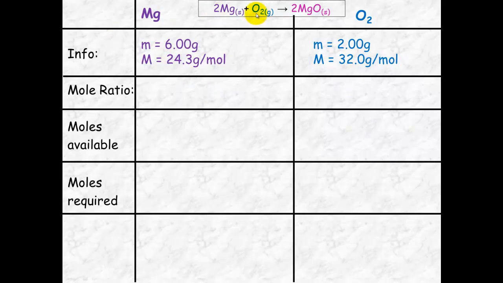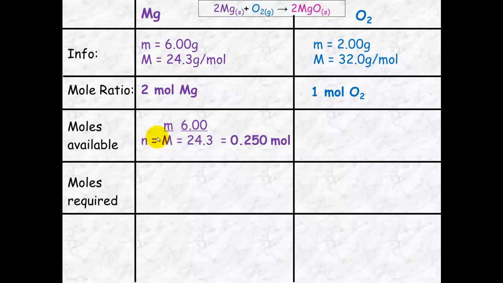Our mole ratio we know from the equation, so it's a 2 to 1 mole ratio. So 2 moles of magnesium reacts with 1 mole of oxygen. Let's look at the moles available. So using our information up the top, we can work out the number of mole equals mass over molar mass, which equals 0.250 mole of magnesium, and the same with the oxygen, 2 divided by 32, which will give us 0.0625 mole. This is what's available, it's not what's going to get used.